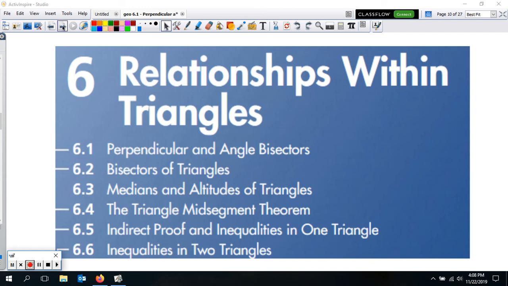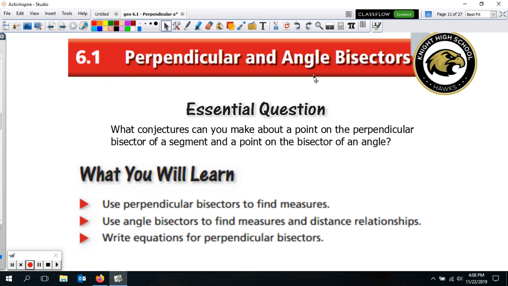So as we get into our first section, perpendicular and angle bisectors, we're going to be using perpendicular bisectors to find measures, using angle bisectors also to find measures in distance relationships, and even writing equations of perpendicular bisectors. We're going to go back to doing some linear equations again of perpendicular lines.